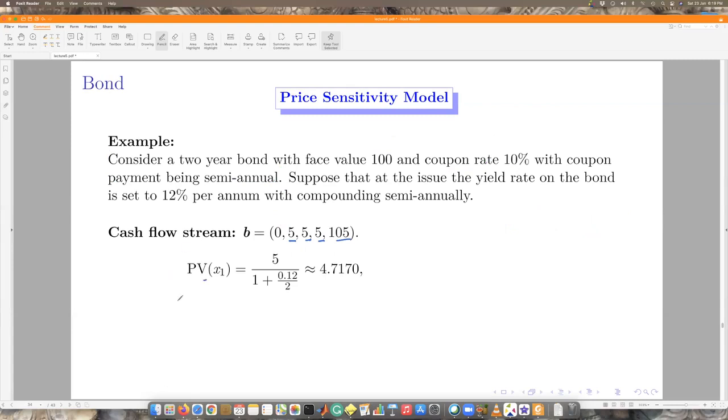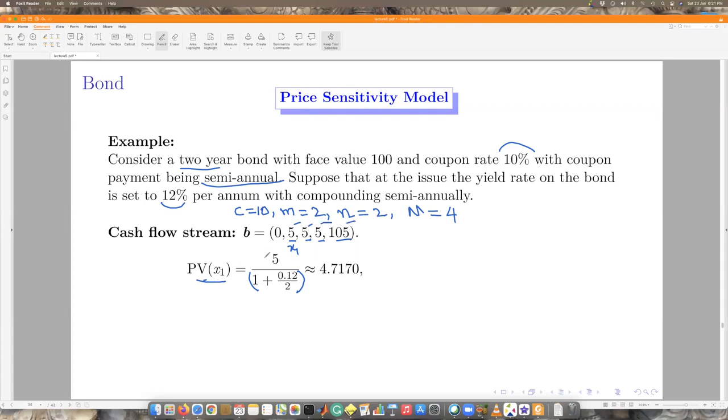So PV of X1 is 5 divided by this one, the first one. Therefore, the discount factor is just this. Why do you have 0.12? Because the yield rate is 12. Don't confuse it with the coupon rate. Yield rate is R, which is sitting in the definition of your price, whereas coupon rate gives you the value of C. Remember, C is 10 and M is 2 because it is semi-annual. And what is N? N is the number of years, that is the maturity, that is 2. Therefore, capital N, the total number of payments, is 4. That is M into N. That is why we have 4 terms here.